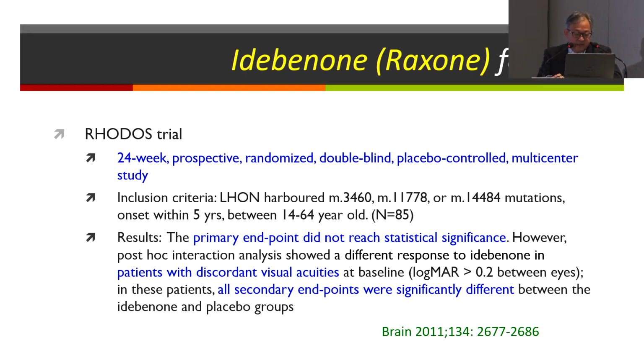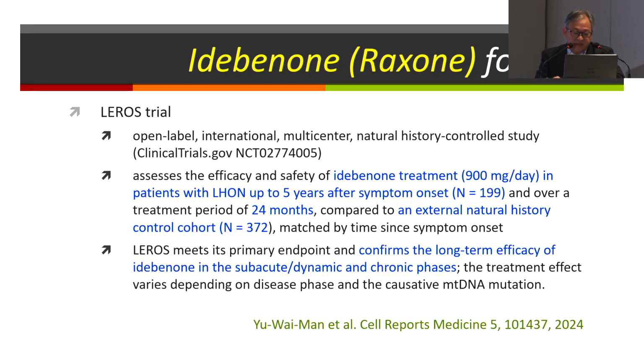We know there is the RHODOS study, 24 weeks, about half a year, a prospective randomized multicenter study. The inclusion criteria included LHON with three primary mutations and onset within 5 years. They recruited 85 patients. The primary endpoint did not reach statistical significance. However, they found that in patients with discordant visual acuity, all the secondary endpoints were significantly different in favor of idebenone use.